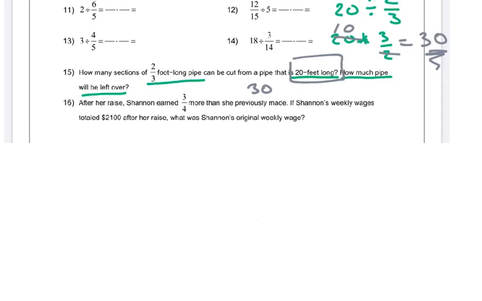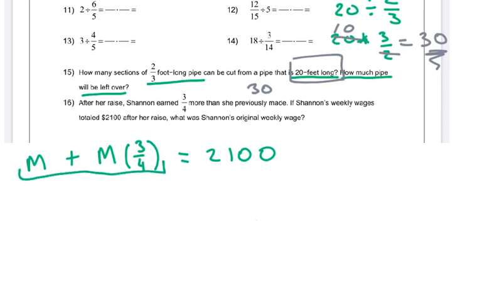So when we read this question, she's going to make 3/4 more than she previously made. So let's say she makes M for money, and she's going to make 3/4 more. So she had M, and now she's going to make 3/4 more. And if her wage totaled $2,100 after her raise, what was Shannon's original weekly wage? So we have something like this, and we're going to need to solve this. But in order to solve this, we're going to need to put these two together.